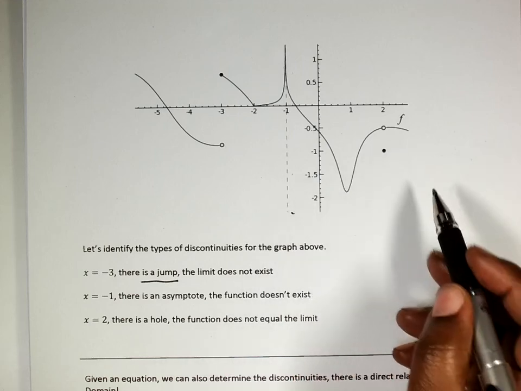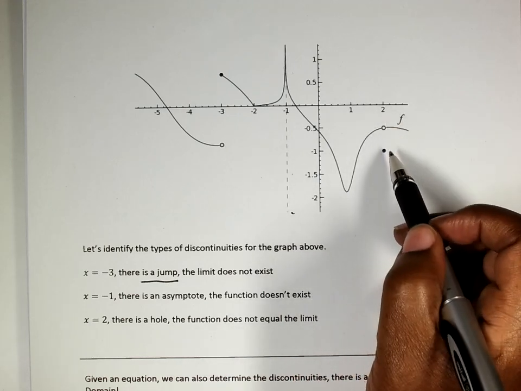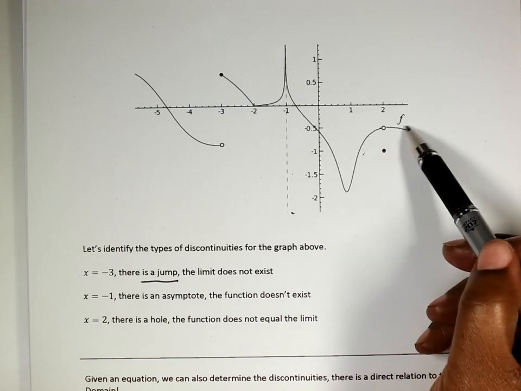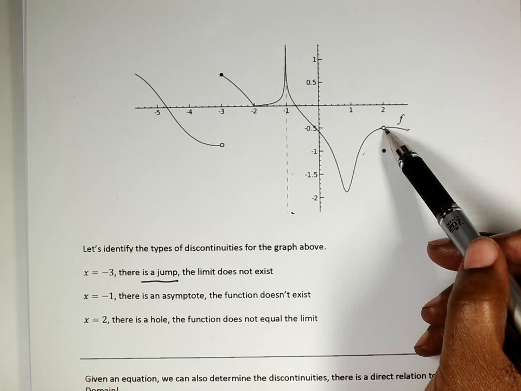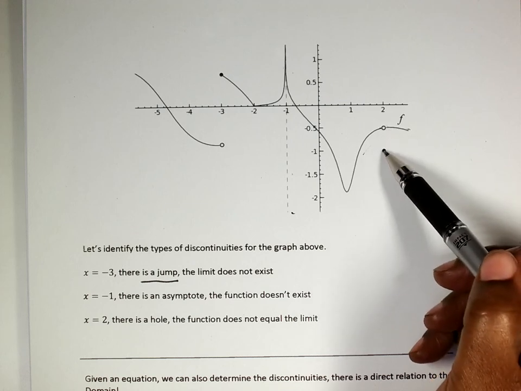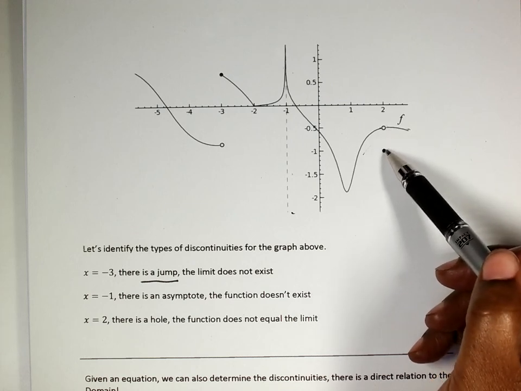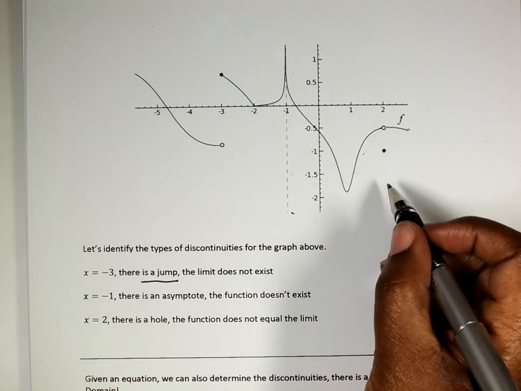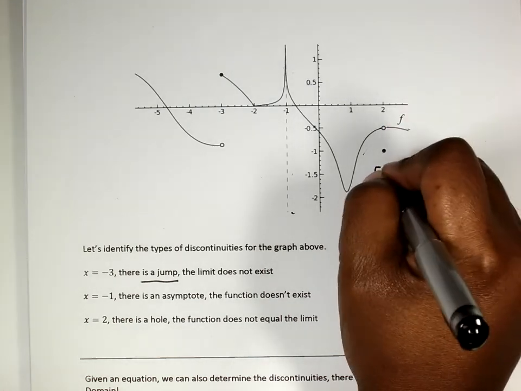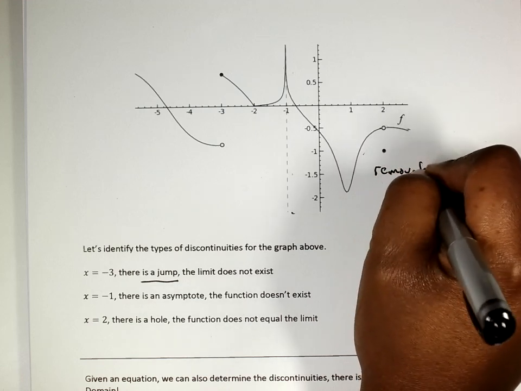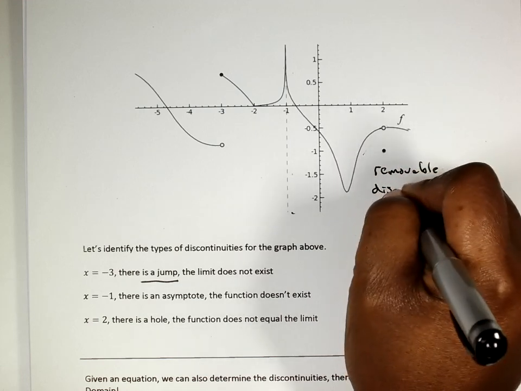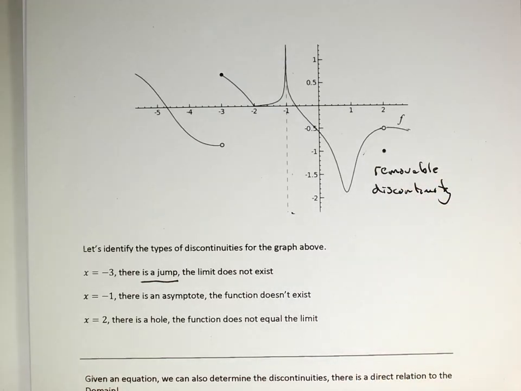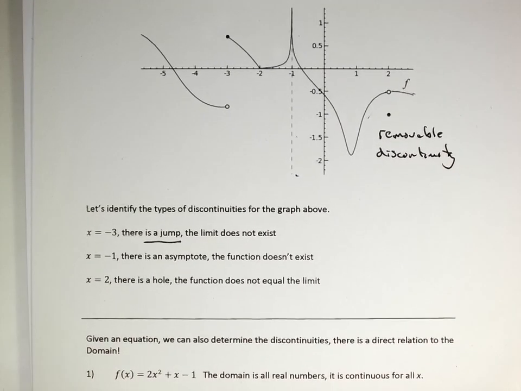And then the last place it's not continuous is over here at 2. The limit exists, right? The limit exists. It's both going to negative 0.5. The function exists at 2. It's at negative 1. But the limit doesn't equal the function. So therefore we have a hole, which is also called a removable discontinuity. So I have a hole there, so therefore it is not continuous.